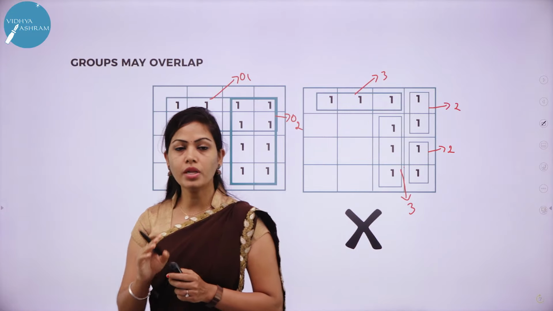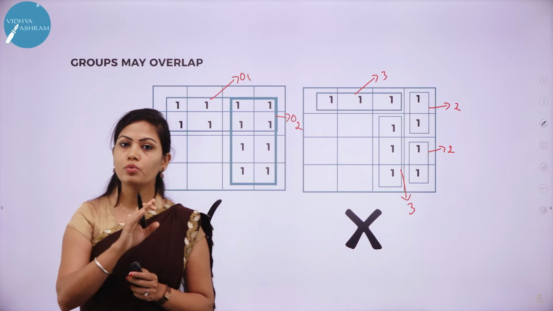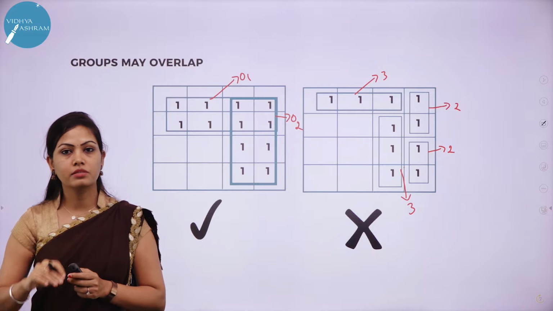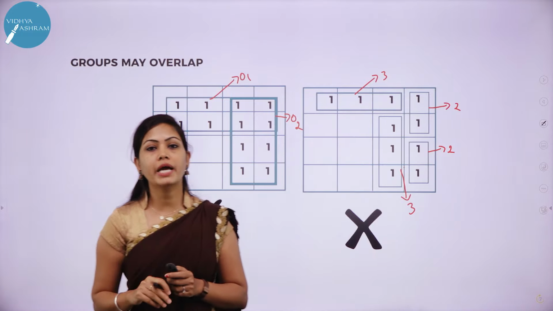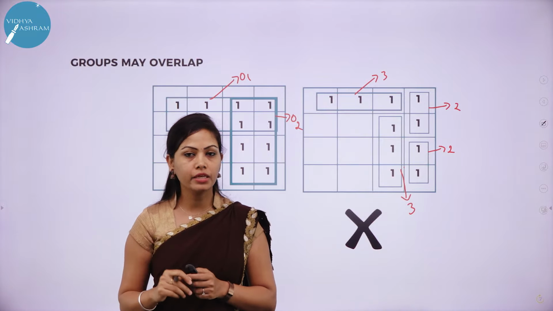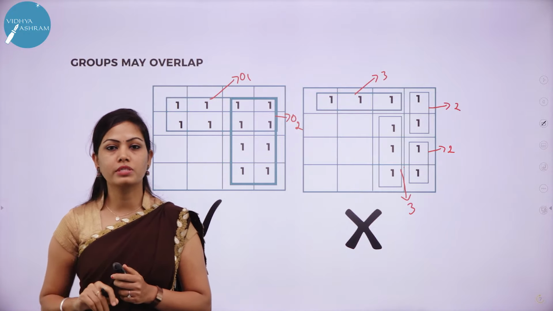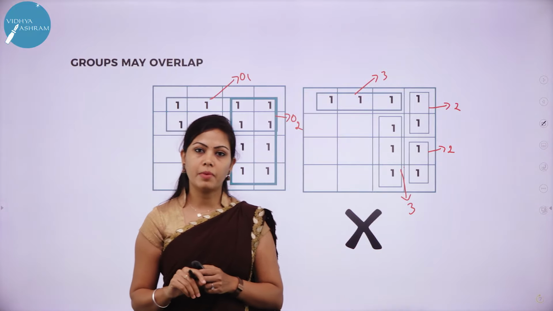So which is the first rule? First rule is no zeros allowed. So you can group only 1s, not 0s. And no diagonals. You can do only vertical or horizontal. And the group should be as large as possible. And overlapping also is allowed in K-map. And the fewest number of groups as possible. These are the rules we have to follow for constructing the K-map.